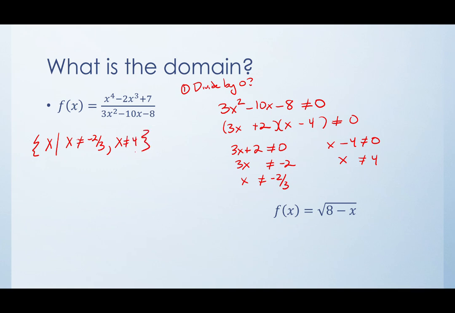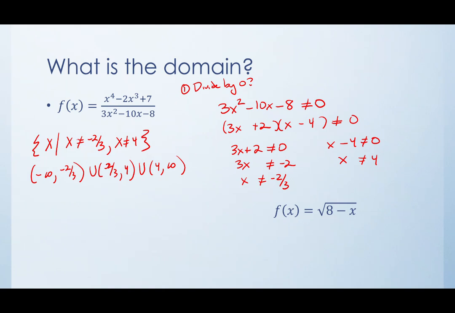Or in interval notation, this one's a pain in the rear, so we're going to have to say negative infinity to negative 2/3, negative 2/3 to 4, and 4 to infinity. All of those are parentheses. Okay.